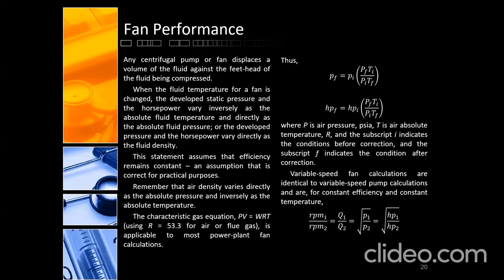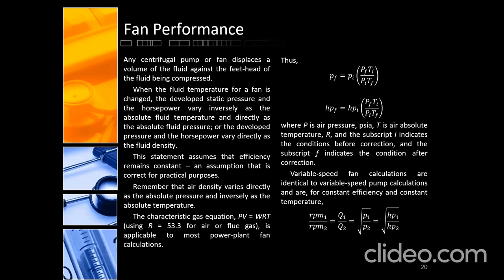So thus, P sub F is equal to P sub I, P capital P yung ambient, small letter p yung pressure drop, P sub F T sub I over P sub I T sub F. So the horsepower F is equal to horsepower I times P sub F T sub I over P sub I T sub F. Where P is the air pressure, PSI absolute, T is air absolute temperature in Rankine, and subscript I indicates the condition before correction, and subscript F indicates the condition after correction.